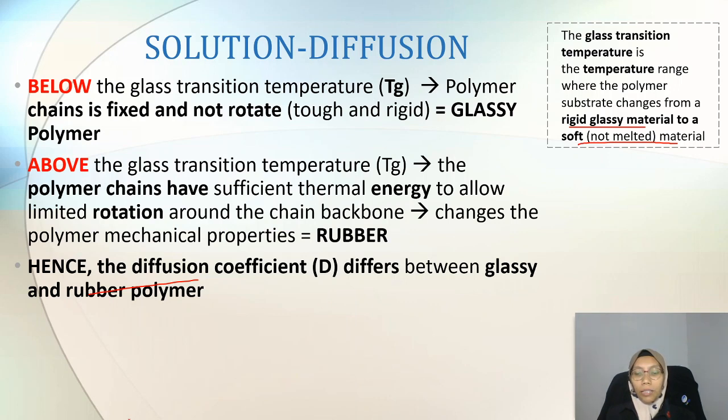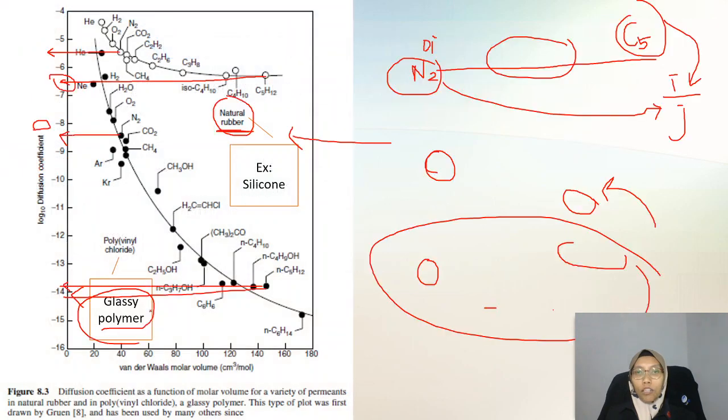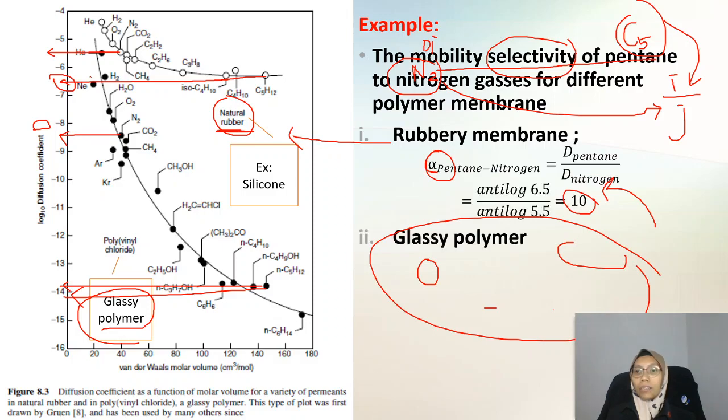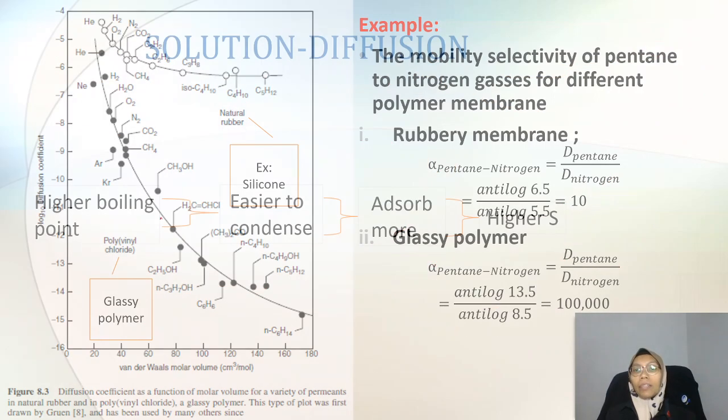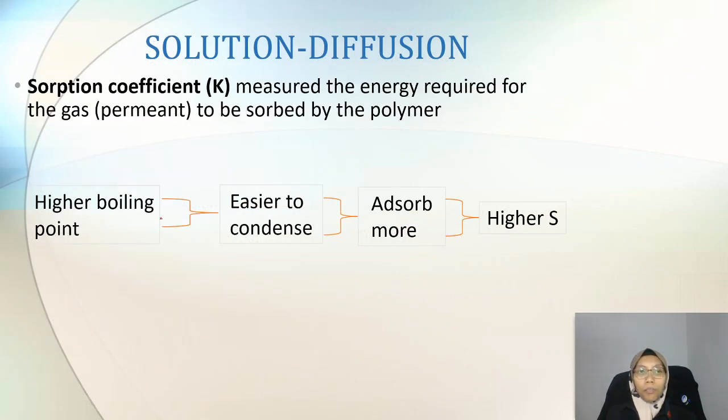So that is a proof of the diffusion coefficient difference between glassy and rubbery polymer, even though we are talking about the same gases. Alright, hope you understand this. If not, then you can ask me later. Okay, just now we were talking about mobility, right? The ability of the gas to move.